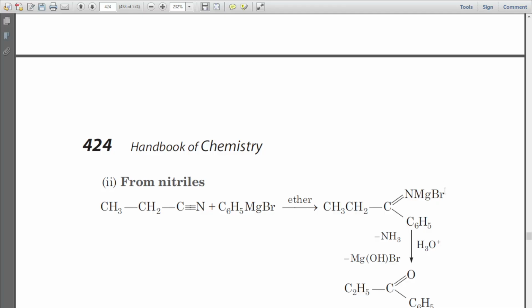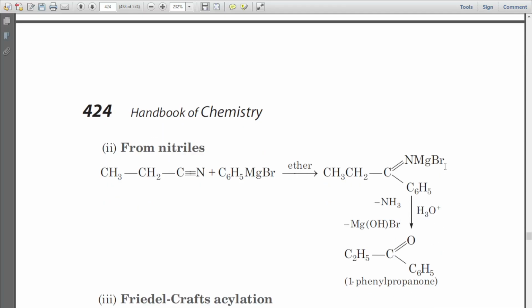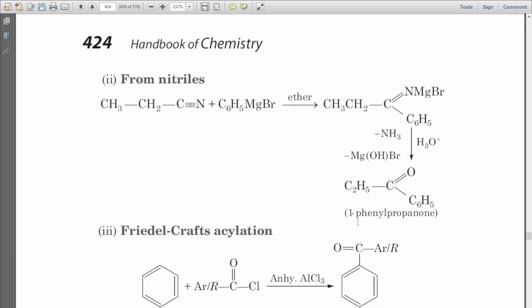Now from nitriles, if you use a nitrile and phenyl magnesium bromide in the presence of dry ether, it goes through a chain of reactions, and after hydrolysis the final product obtained is 1-phenylpropanone, which is an aromatic ketone.